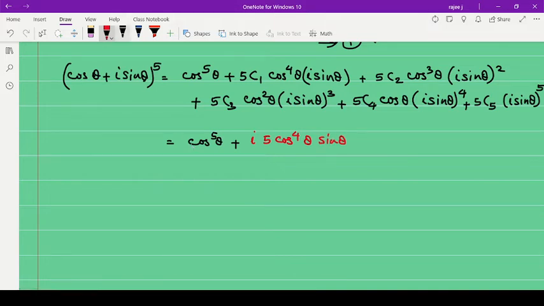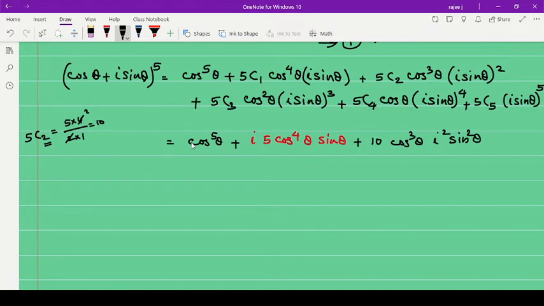Okay, now plus 5c2. We know 5c2: in the denominator you will write 2 into 1 and in the numerator 5 and 4. So when you cancel this, 5 twos are 10, you will get. Okay, so this is 10 cos cube theta, and here it is going to be i squared sin squared theta.